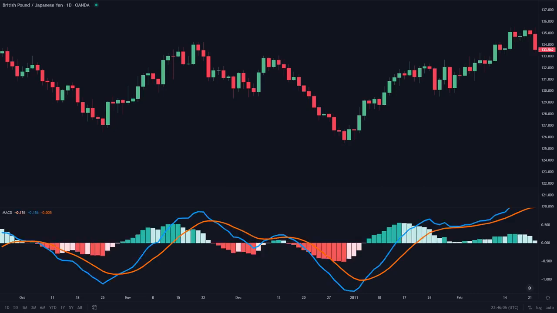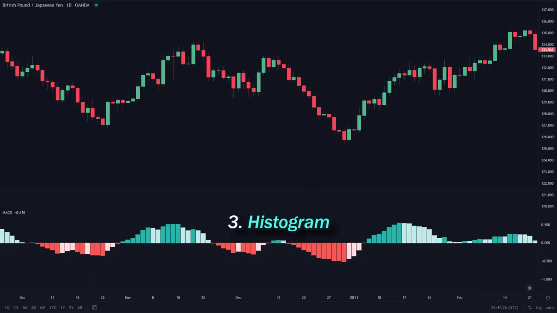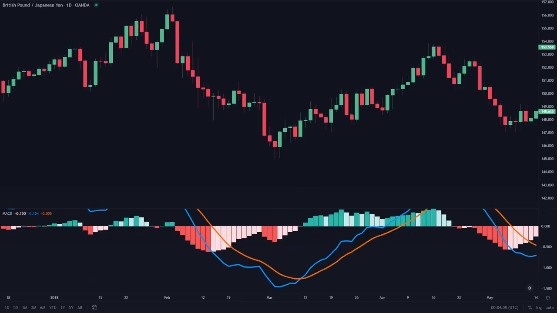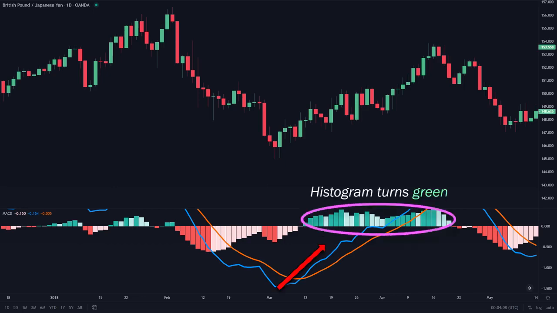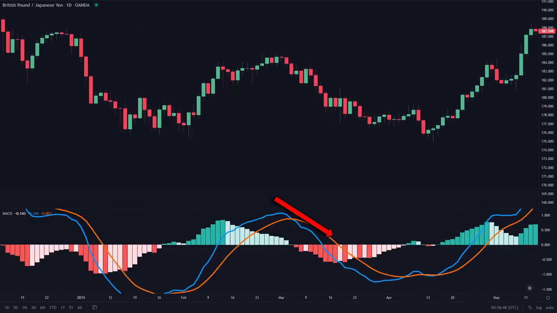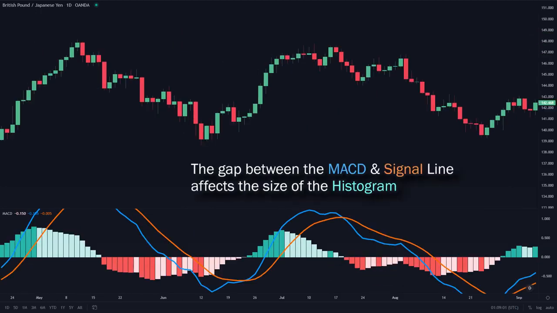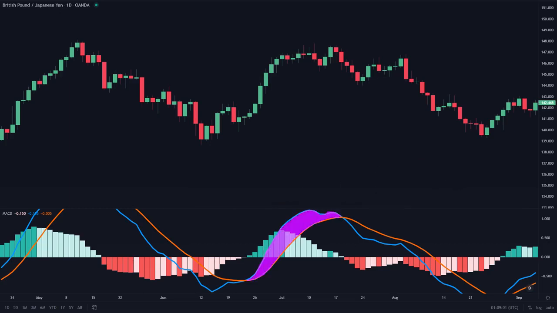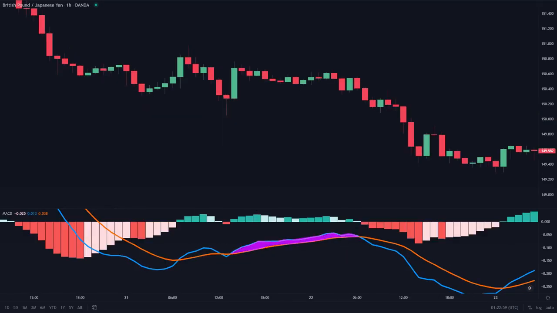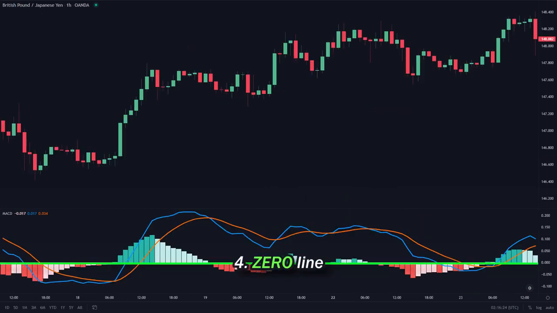Next, we have the histogram, which represents the difference between the MACD line and the signal line. For example, if the line crosses above the signal line, the histogram will turn green, and if it crosses below, the histogram will turn red. The gap between the MACD line and the signal line also affects the size of the histogram. As you can see, if the two lines are further apart, the histogram gets bigger, and if the two lines get closer, the histogram becomes smaller. And finally, we have the zero line, which simply represents the center of the MACD indicator.